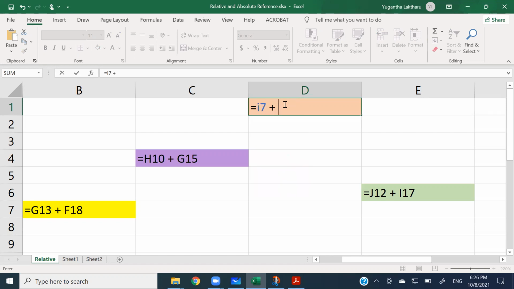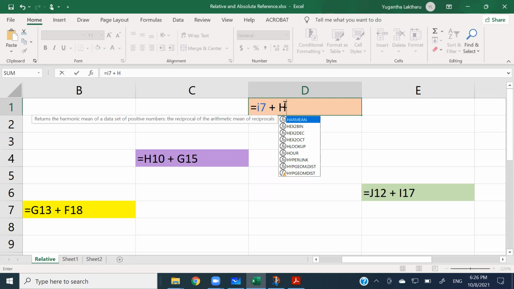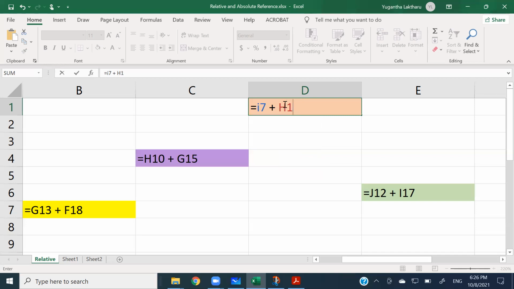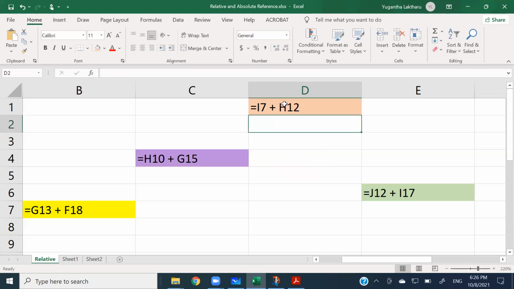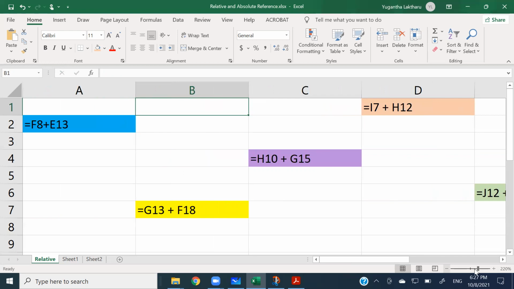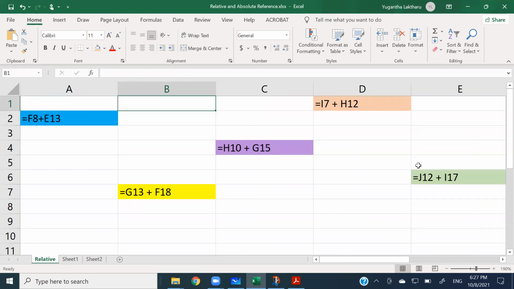Then plus, G is going to become H, and 15 is going to reduce by 3. So that means 14, 13, and 12. Right? So those are the ways that we can reduce and increase the cell references relatively. Okay, is that clear, people? Any questions regarding this? All right.